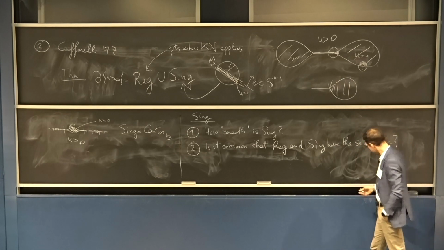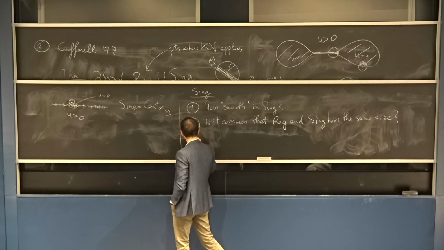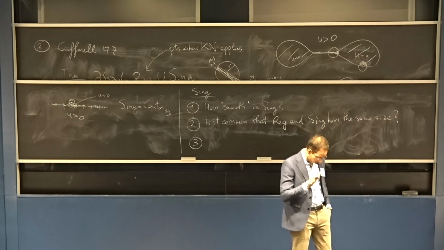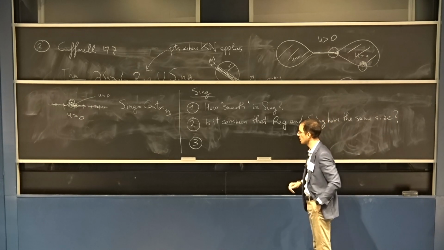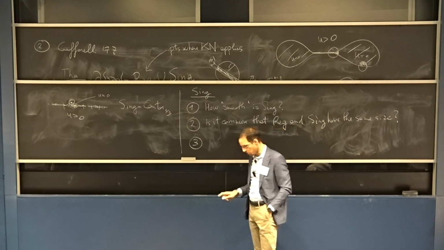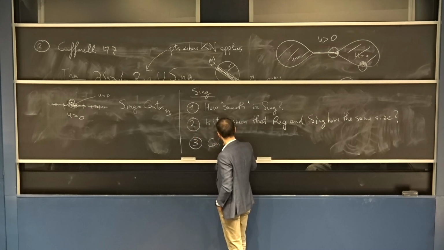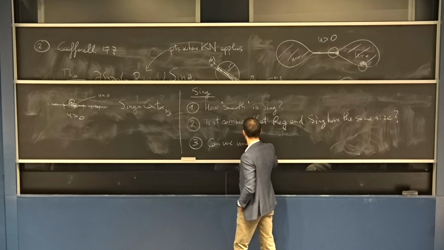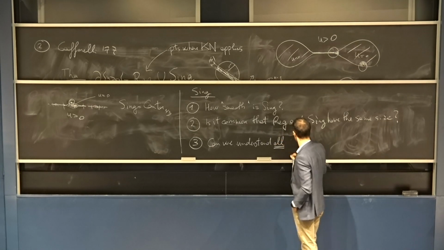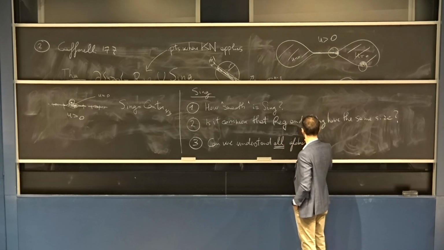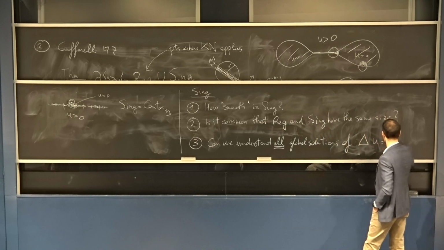Like in that picture. And then there is a third question, which is a bit more technical, so I will not explain to you why I want to study it. People who are familiar with GMT will see immediately why it's important. But I want to mention this because it's actually connected to another problem, which I think is beautiful. So the third question is: can we understand all global solutions of Laplacian u equals characteristic function of {u > 0}?